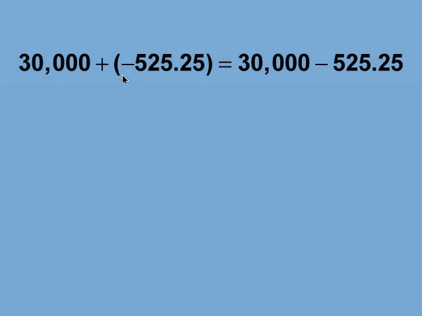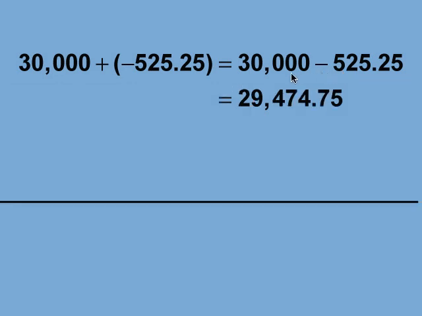Adding a negative number is the same as subtracting a positive number. So rewrite the expression as shown here. In this form, we are dealing with subtraction. The answer is 29,474.75. Let's look at another example.